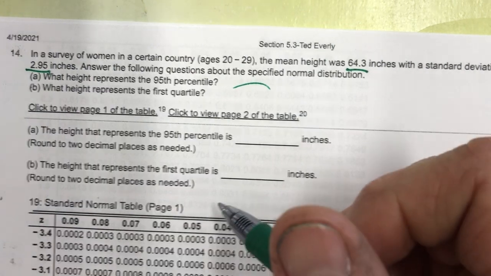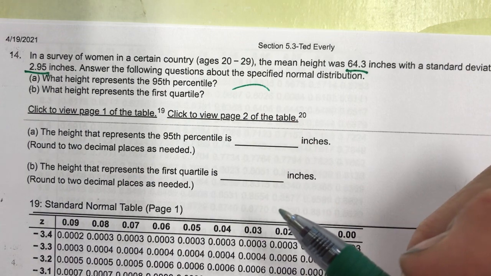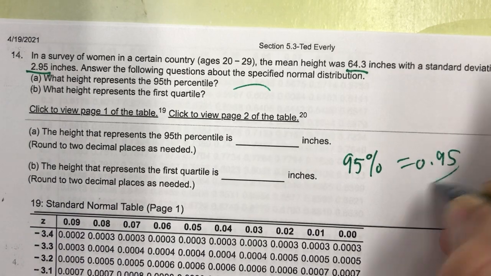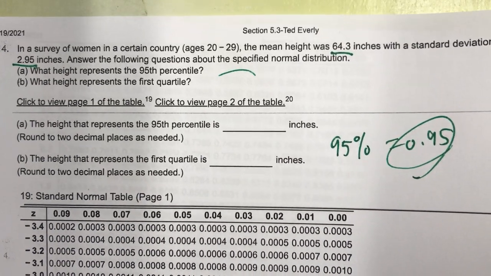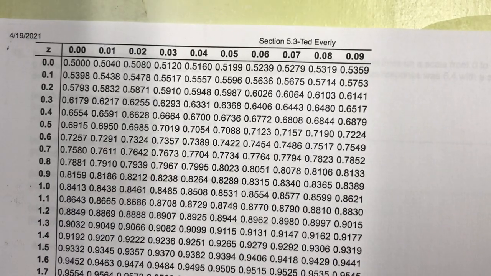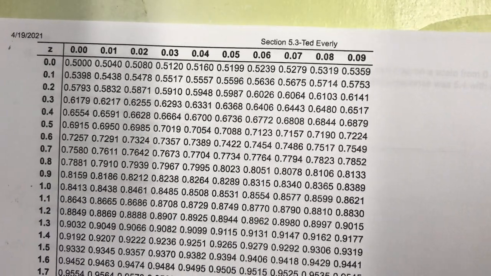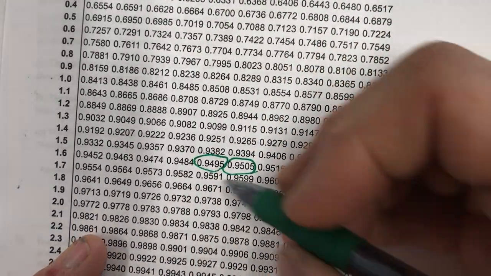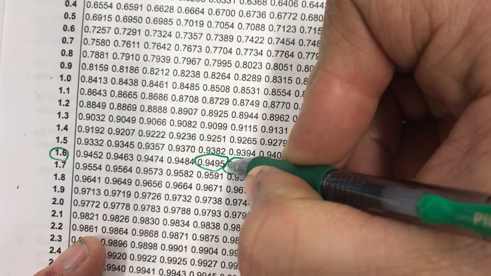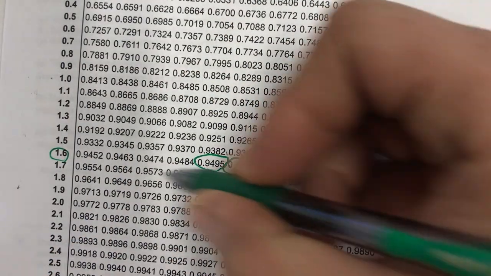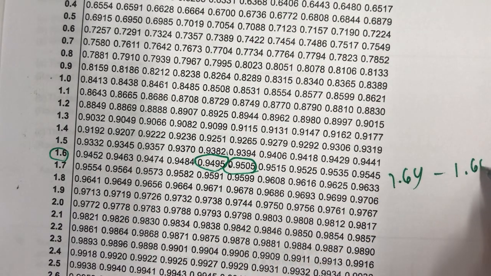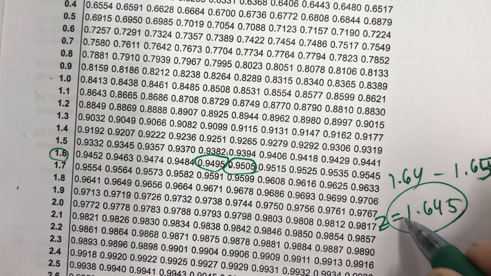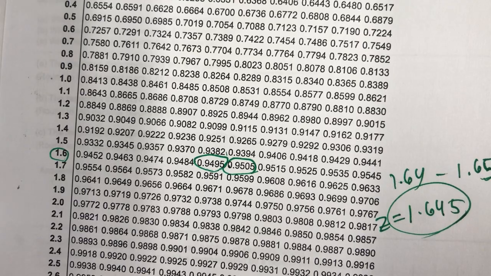Okay, so we want the 95th percentile, which means 95%, that's 0.95. If I look that up, which is going to be over here, it looks like it's right here between these two. So I'm going to go 1.64, and this is 1.65, which I'm going to say 1.645. All right, that's my z-score. 1.645 is my z-score.